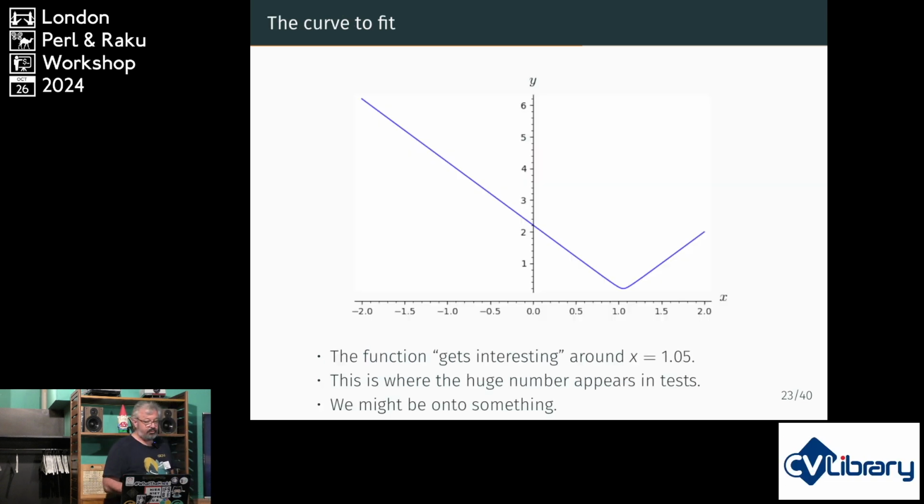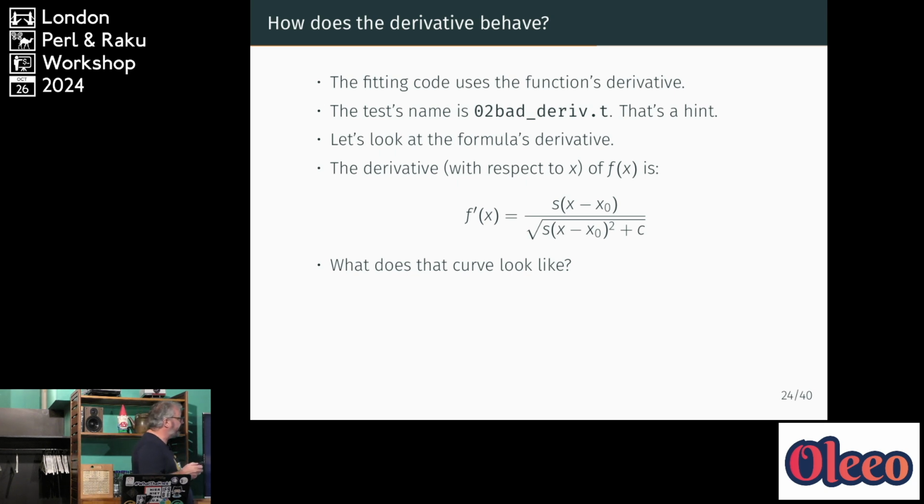So plot the curve. One thing I like to do is get a bit of an intuition of what the data looks like. Maybe it's just a scientist thing. Anyway, we've got this nice hockey stick function here. And it turns out that things get interesting, so to speak, around this point, where x is 1.05. And this is where the weird numbers are turning up in the tests. Okay, so we might be onto something here.